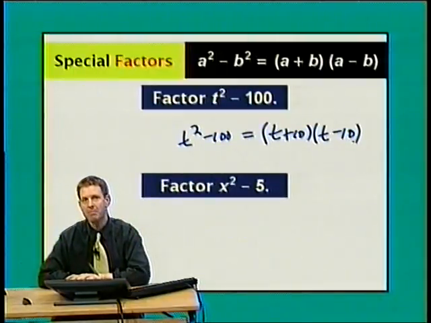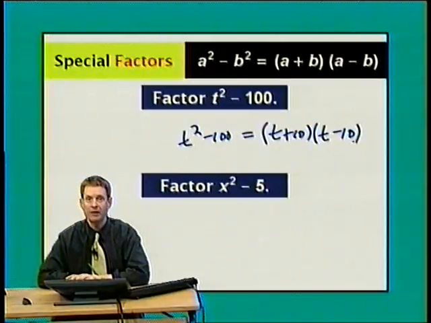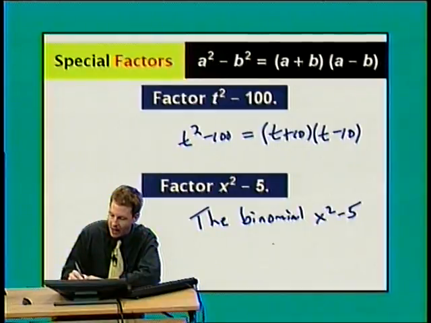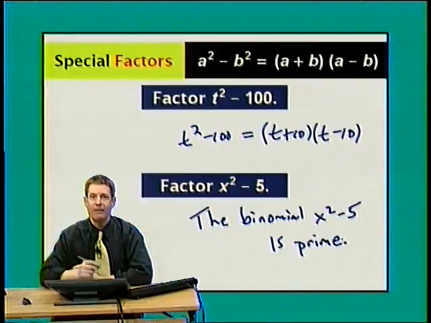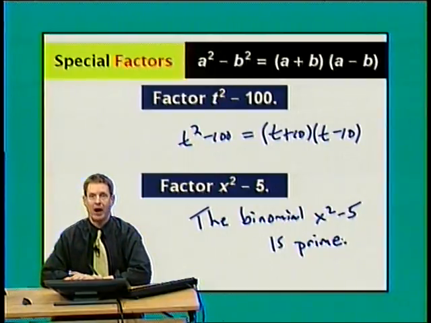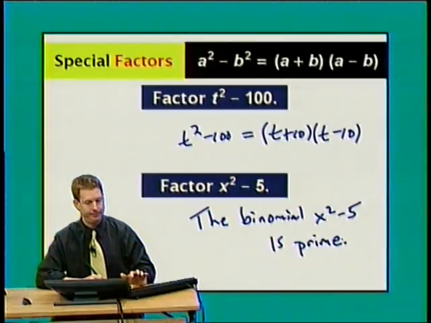How about x squared minus 5? Well, first thing we need to find is the integer that you square that gives you 5. There is no integer that you square that gives you 5. So over the integers, the binomial x squared minus 5 is prime. In later classes, after you've talked about square roots, you may see your teacher factor this using square roots. But square root of 5 is not an integer. So for the time being anyway, this binomial is prime.